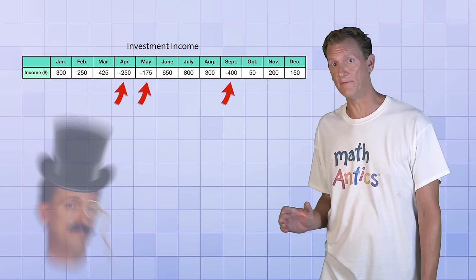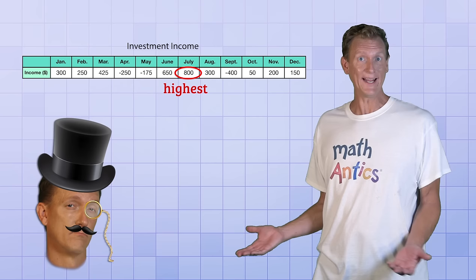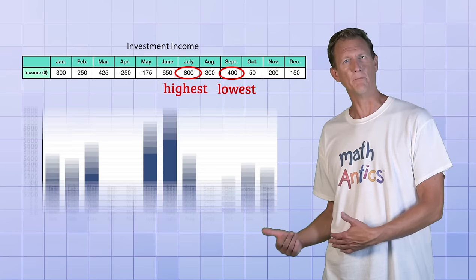For example, what if you have a data table that contains negative values? Like this one that tracks how much money an investor made during each month of a year. The highest monthly gain was $800, but there are some months with negative numbers, like negative 400, which means the investor lost money. Fortunately, bar graphs can be adapted to handle negative values too.